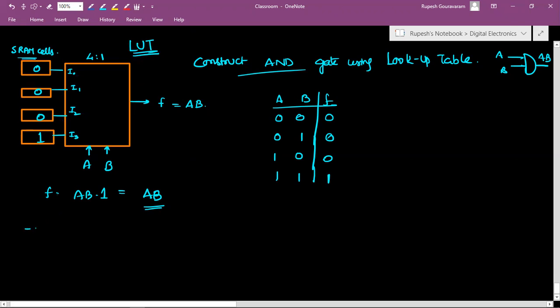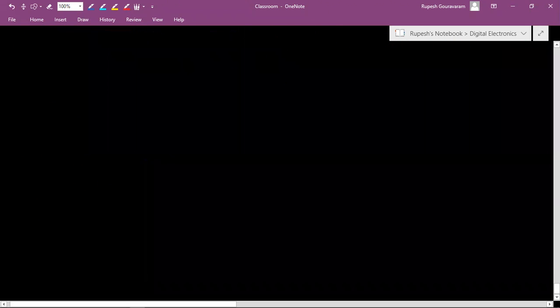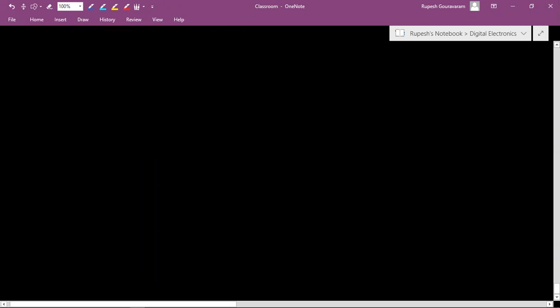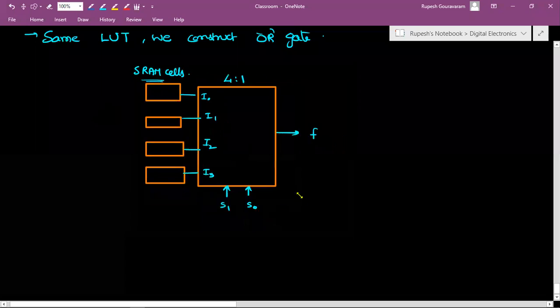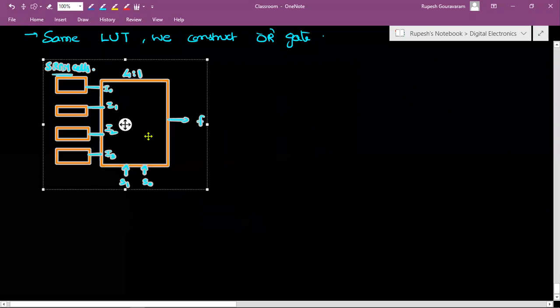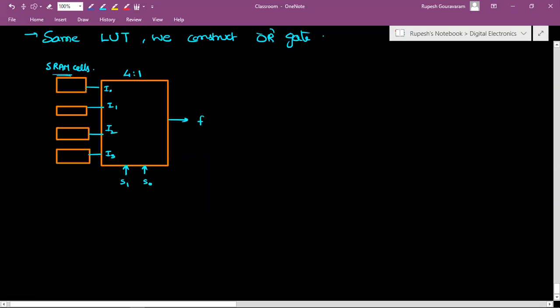Using the same lookup table, we construct an OR gate. Let us see how we can do that. So using the same lookup table, we will construct an OR gate. So let us take the same LUT. This we have taken earlier. It is a MUX combined with SRAM cells.